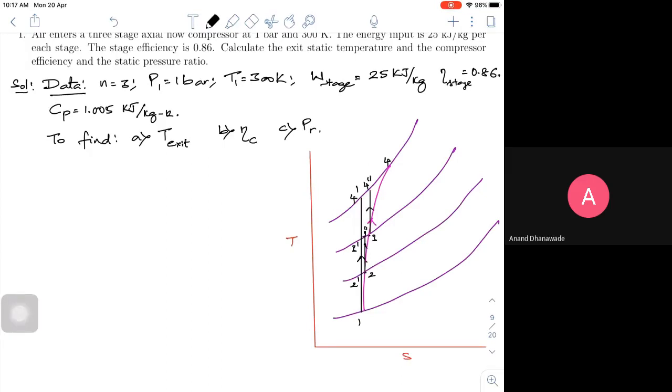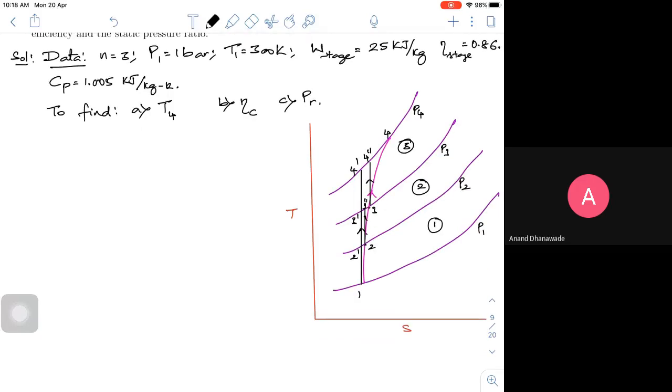Now, we are supposed to find the exit temperature. As this is a 3 stage compressor, the exit temperature is T4. This is the first stage, second stage, third stage. These are pressures P1, P2, P3, and P4. So roughly I have written it. If you want, you can write a neat sketch also, it doesn't matter. But what is more important is we need to put this TS diagram and try to find the corresponding temperatures.